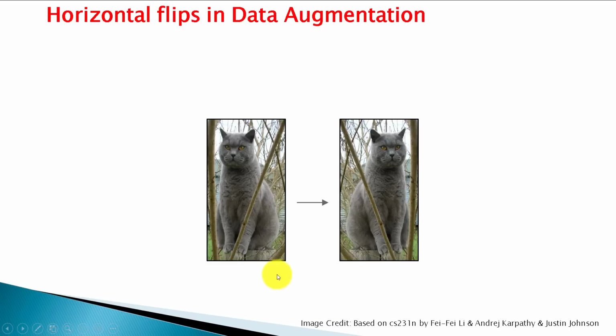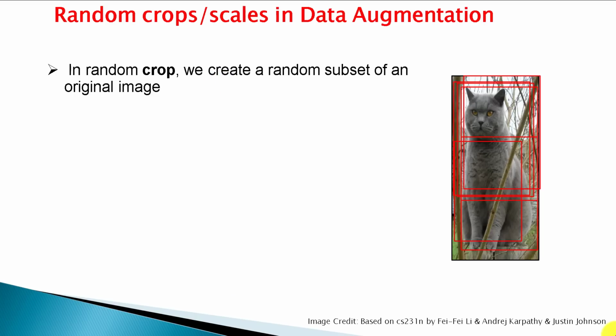You can see here is a cat. After horizontal flips, the image will be changed. So we can obtain a new image from this original image. This slide shows another technique of data augmentation.